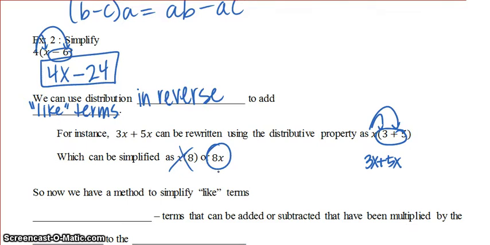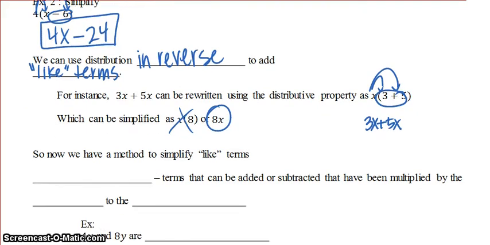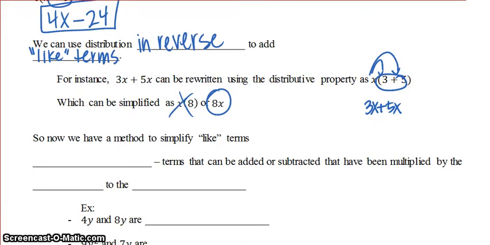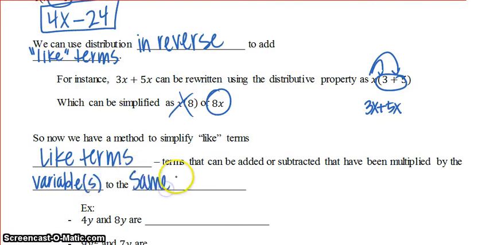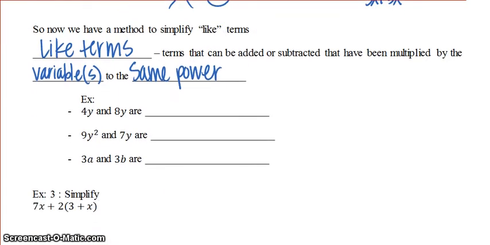So now we almost had like a little proof there, saying that we now know how to simplify like terms, okay? So like terms are terms that can be added or subtracted that have been multiplied by the variables, okay, to the same power. Okay. So let me give you some examples because it probably will make sense. So you have 4y and 8y. They both have just one y there, okay? This one has 4 y's and that has a y, okay? So they are like terms.